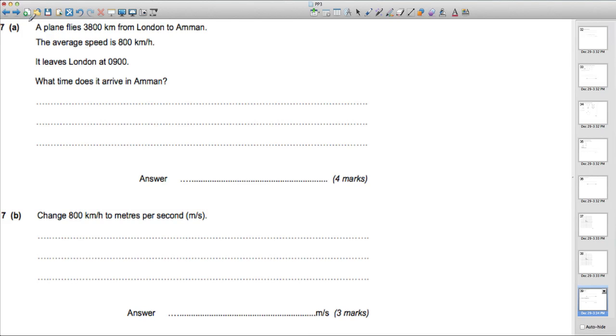Okay, question 7. A plane flies 3,800 kilometers from London to Amman. The average speed is 800 kilometers an hour. It leaves London at 9 o'clock. What time does it arrive in Amman?